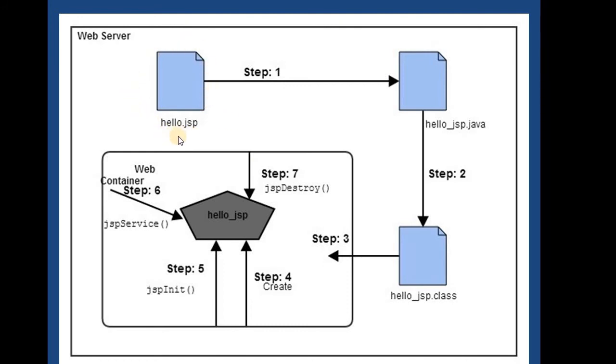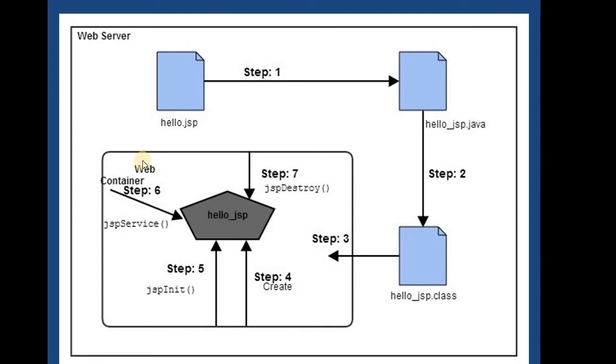Here we have a simple hello.jsp source file. Then it will be converted to hello_jsp.java. That's it, the Java code has been converted. Then we will create the class file of this Java code, and with the help of the web container it is converted into a servlet, and it is loaded. So we can see this is a web container.